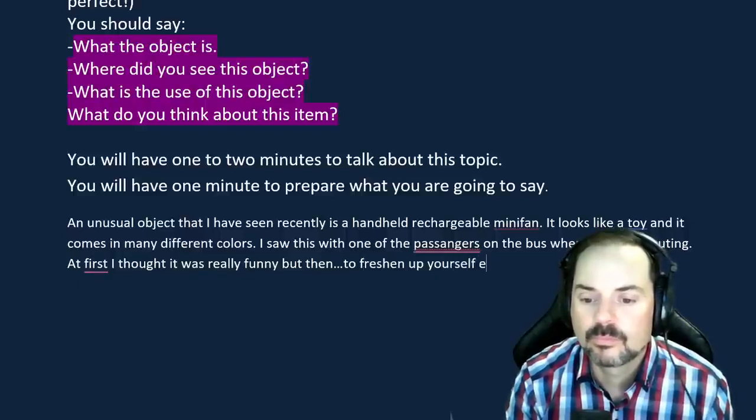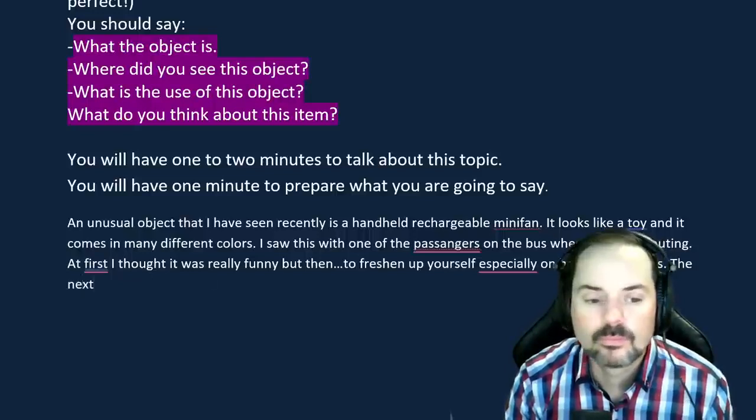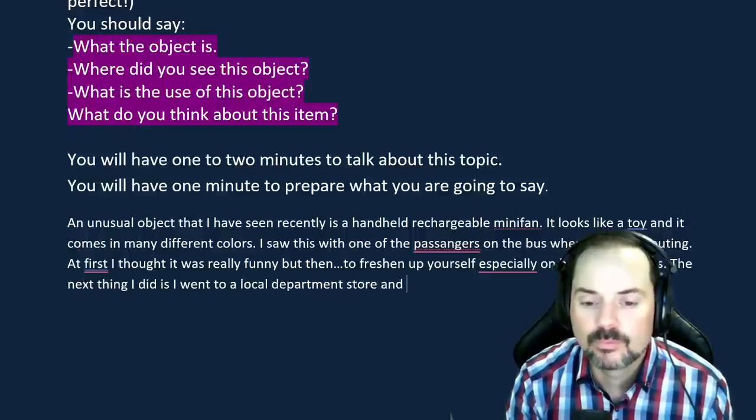It is definitely functional. So the next thing I did is I went to a local department store here in my area, and I looked for the same item and I bought my own. And I got the color green, which is my favorite color.